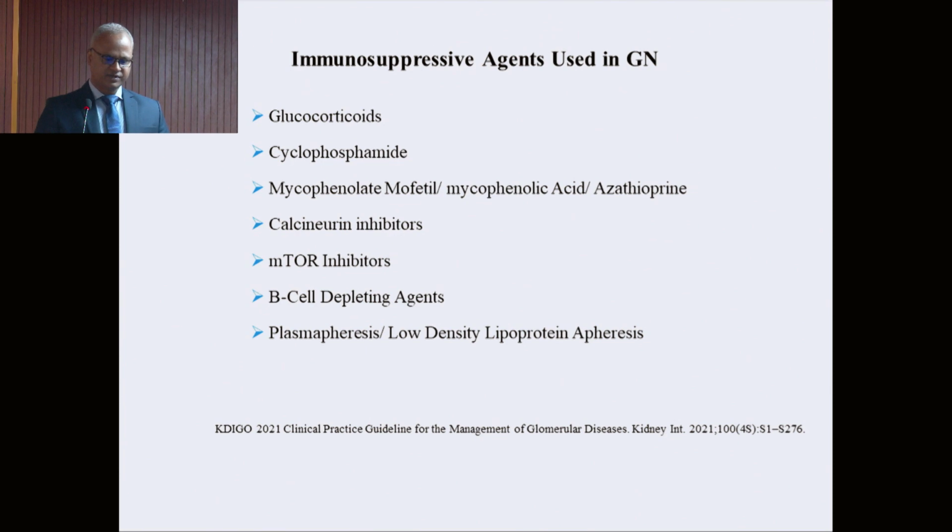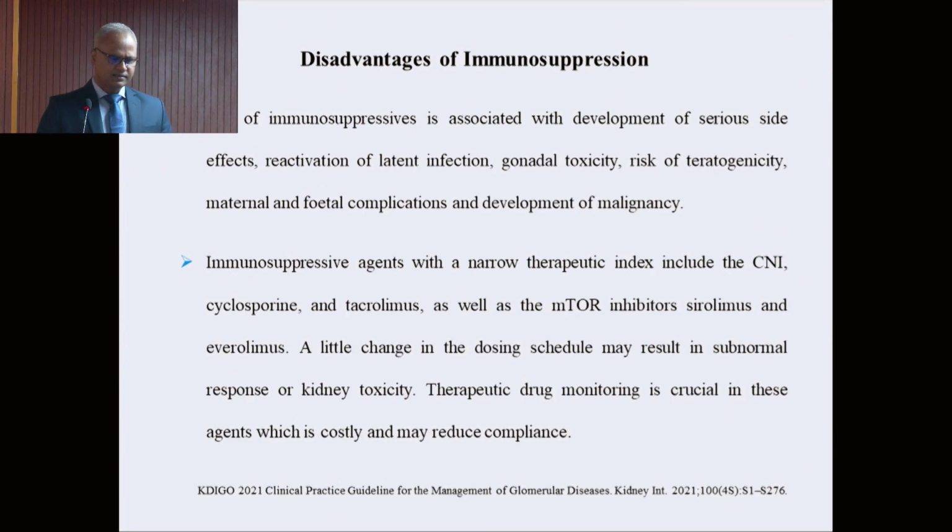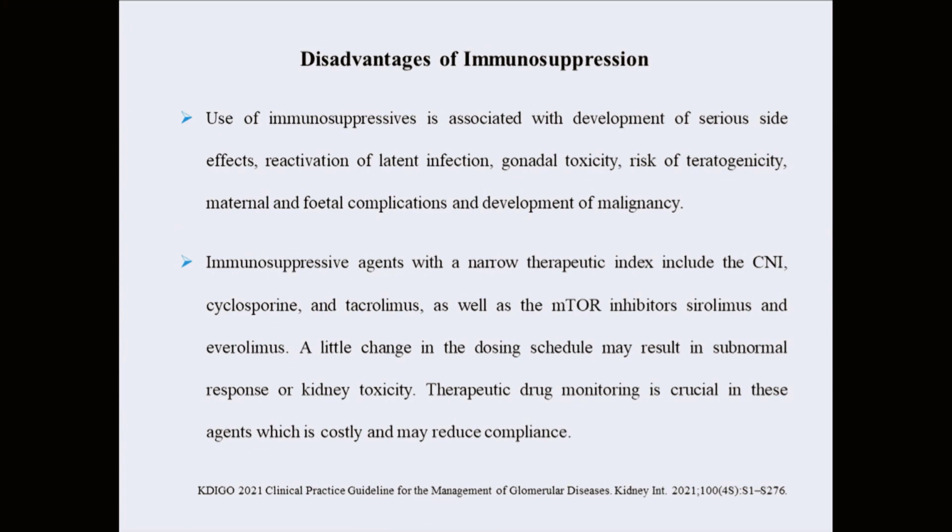Immunosuppressive agents used in glomerulonephritis include glucocorticoids, cyclophosphamide, mycophenolate mofetil or mycophenolic acid, or azathioprine, CNIs, mTOR inhibitors, B cell depleting agents, and plasmapheresis and low density lipoprotein apheresis. Some disadvantages of immunosuppression include that the use of immunosuppressives is associated with development of serious side effects, reactivation of latent infection, gonadal toxicity, risk of teratogenicity in pregnant women, maternal fetal complications and development of malignancy.